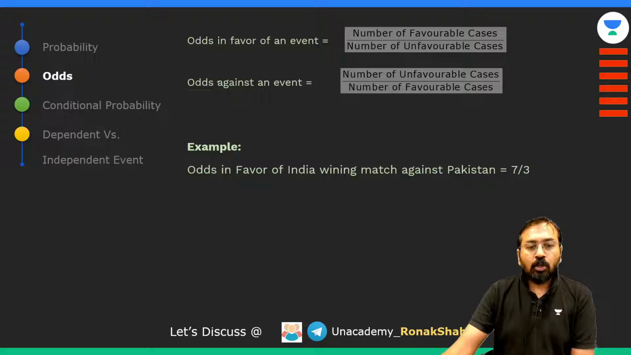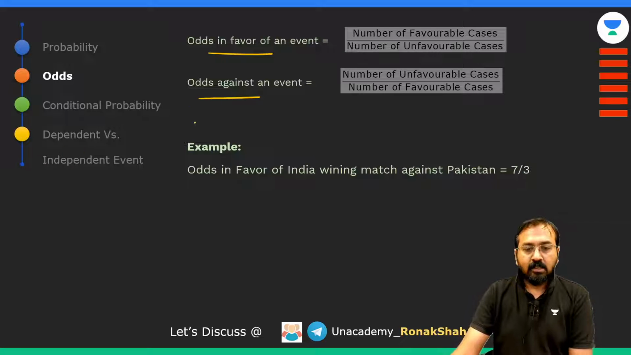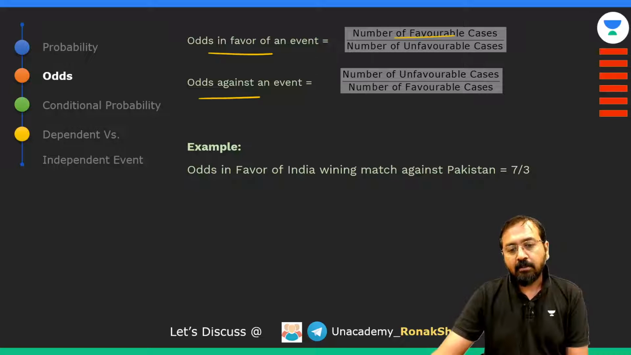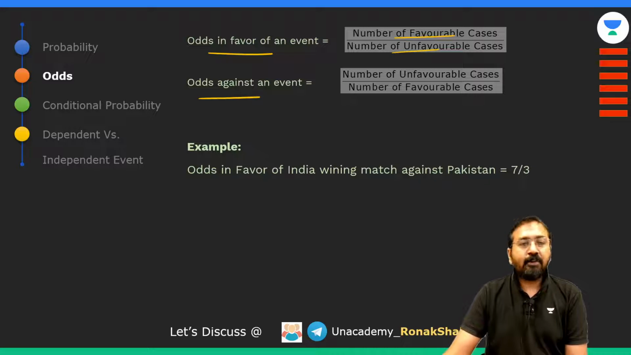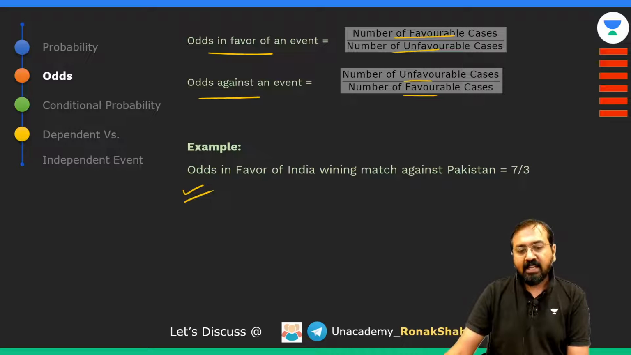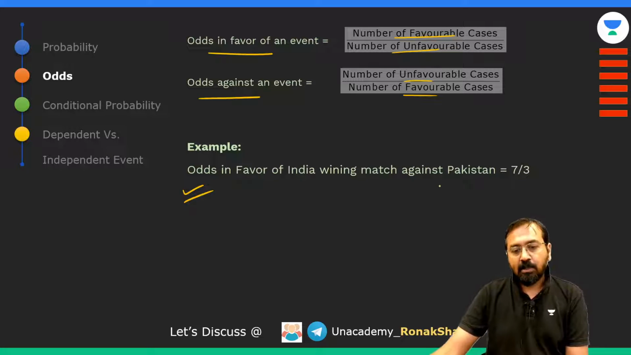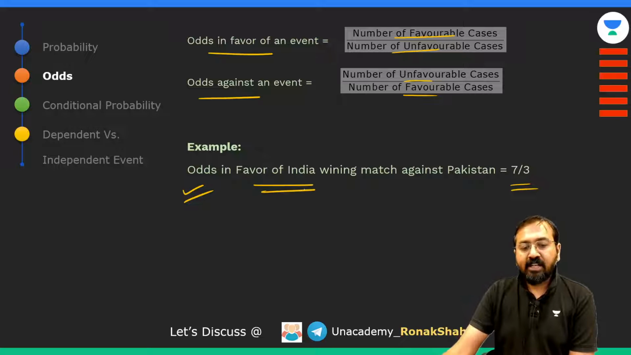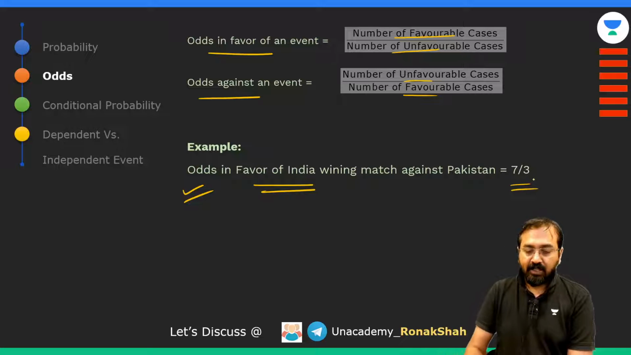Now there is something called odds in favor, odds against. So just remember this in case a question comes. So odds in favor is number of favorable cases upon number of unfavorable cases. Odds against, opposite of that. So again, for that India-Pakistan example, odds against India will be 3 by 7. Odds in favor of India is 7 by 3.